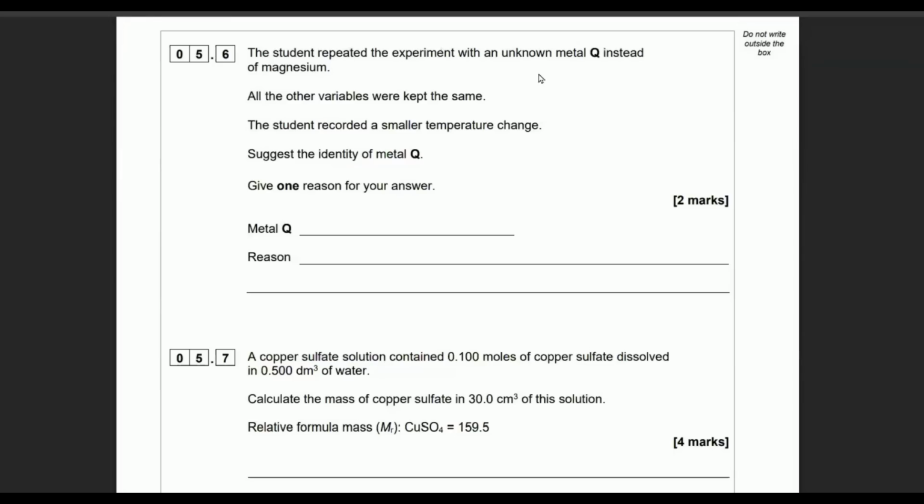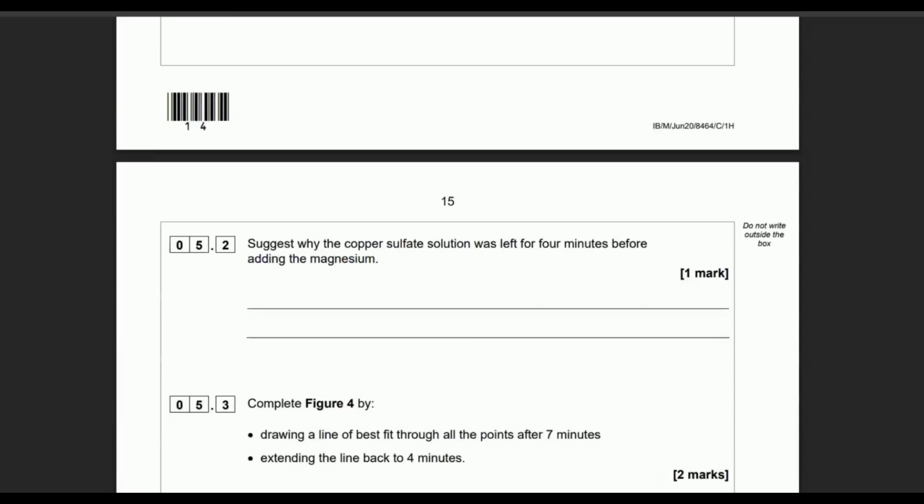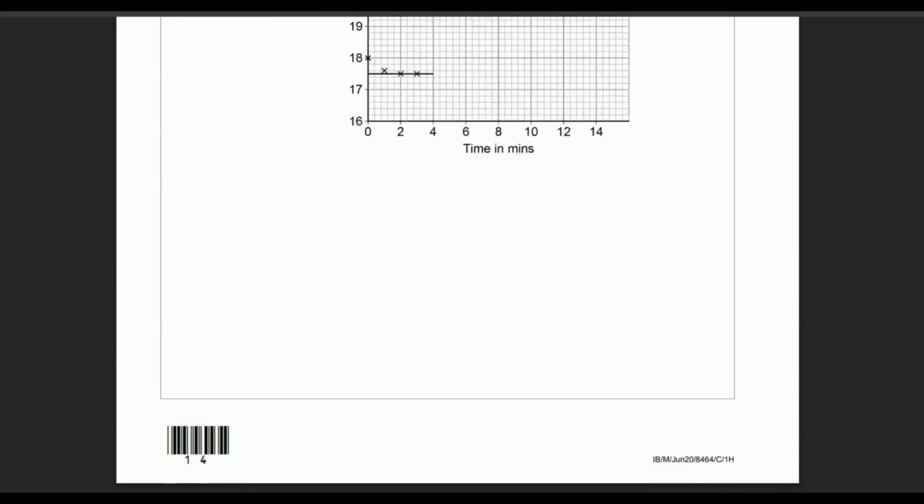The student repeated the experiment with an unknown metal Q instead of magnesium. All the other variables were kept the same. The student recorded a smaller temperature change. Suggest the identity of metal Q. Give a reason for your answer. So, do they give us any other metals in this question? Suggest why copper sulfate solution was left for 4 minutes.